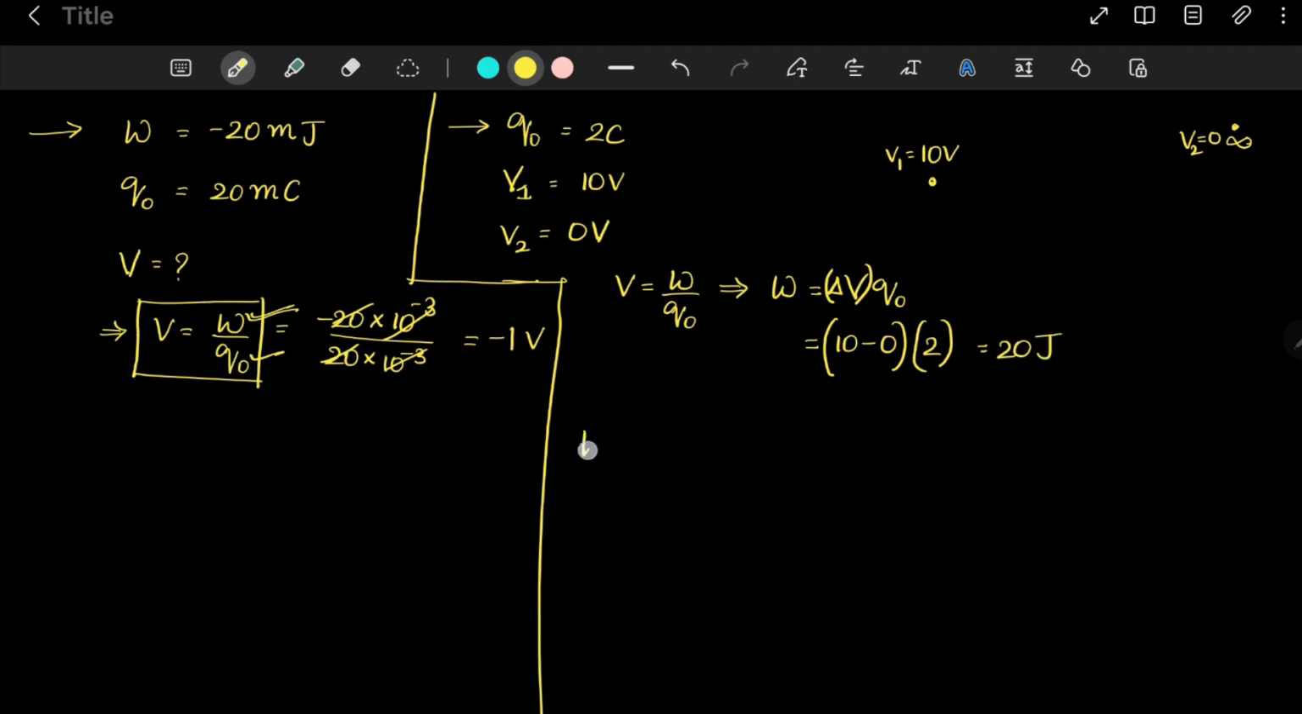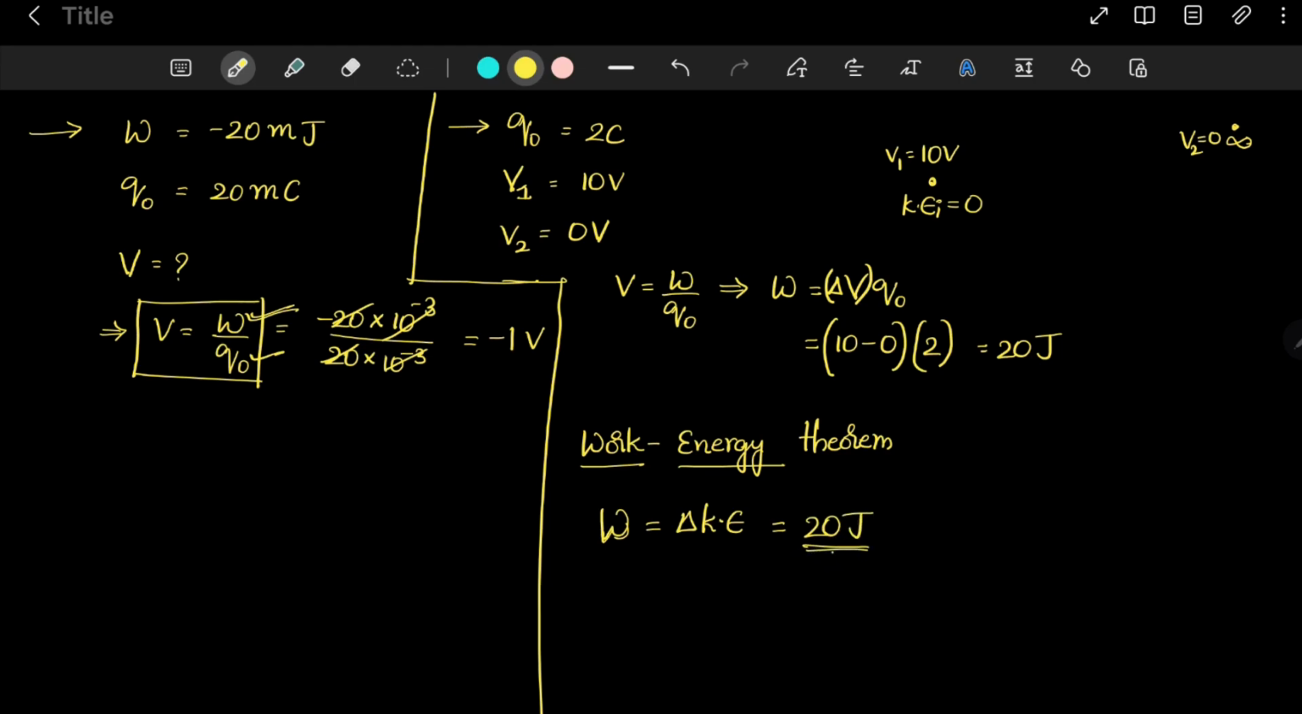So according to the work energy theorem, what is the relation between work and kinetic energy? Both are equal. Work done is equal to change in kinetic energy. Here, if initial kinetic energy is 0, then what is the change in kinetic energy? It will be equal to 20 joule. Okay. So the answer will be, kinetic energy of that charge will be equal to 20 joule.